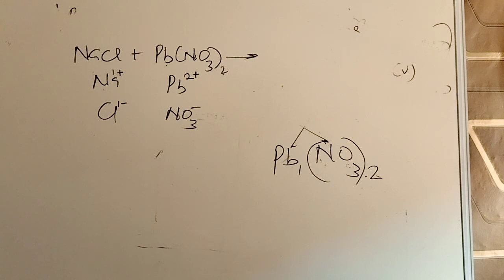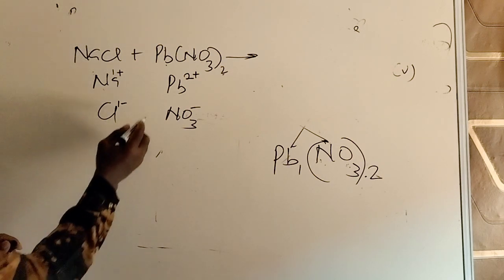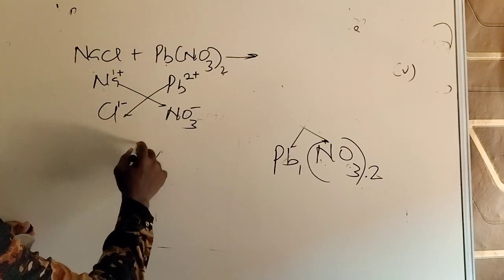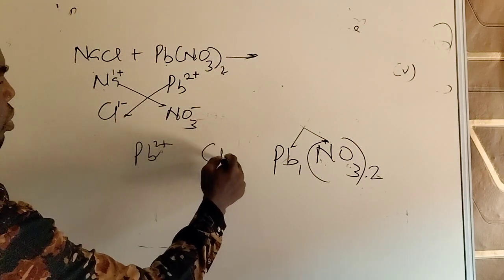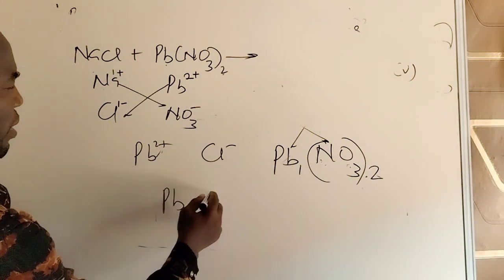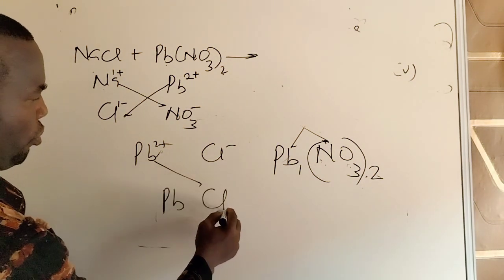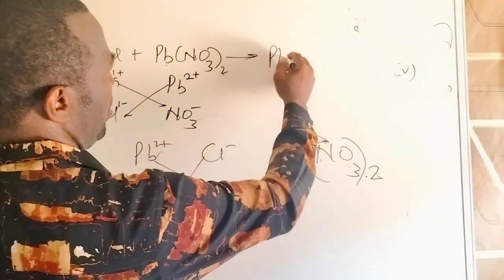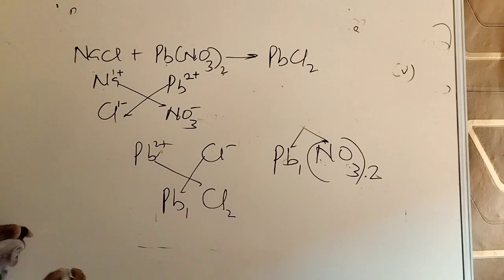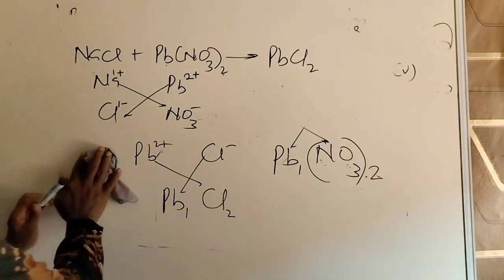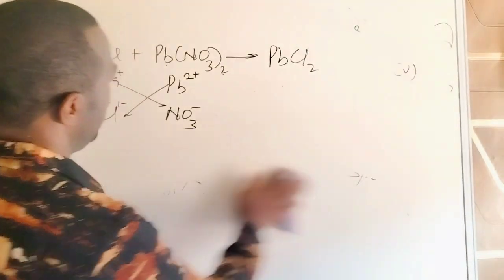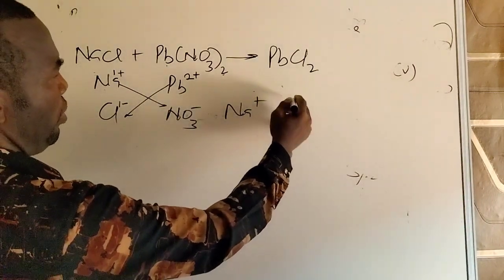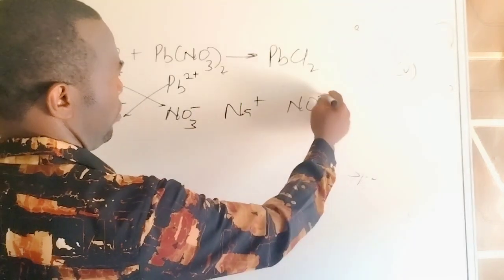So when you have done that, you marry unlike charges. This one moves to this, this one moves to that. So when you combine lead 2 and chlorine, the valence is exchanged again: 2 goes to chlorine, 1 goes to lead. The formula you have is PbCl2, produced.